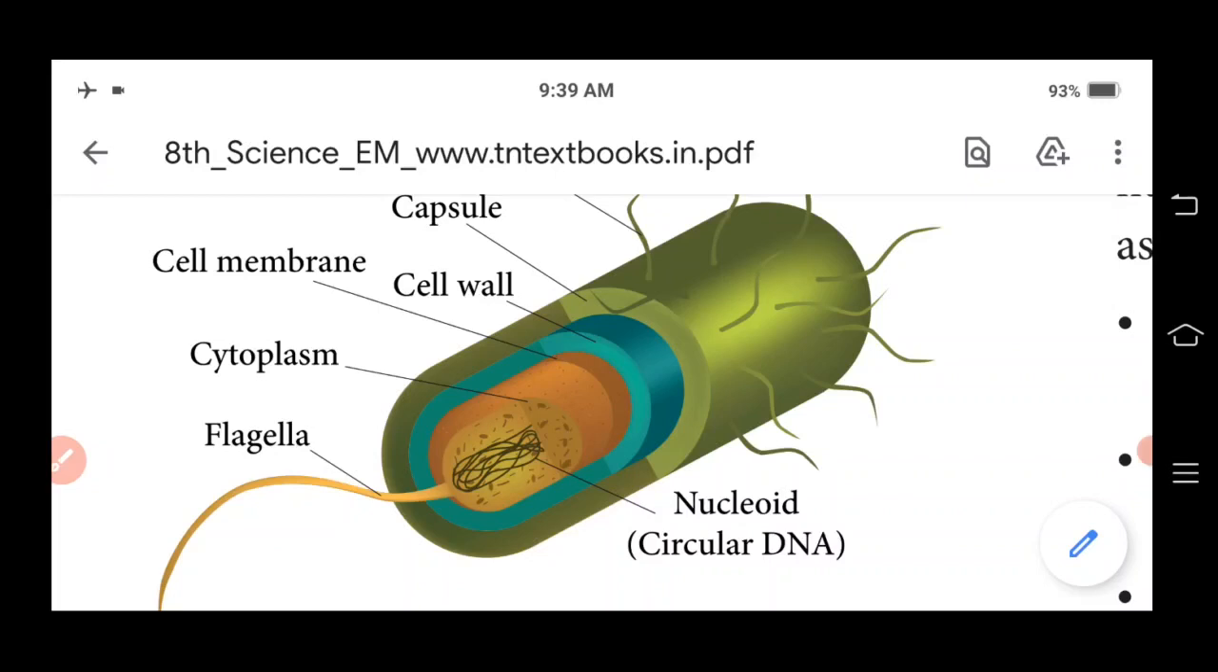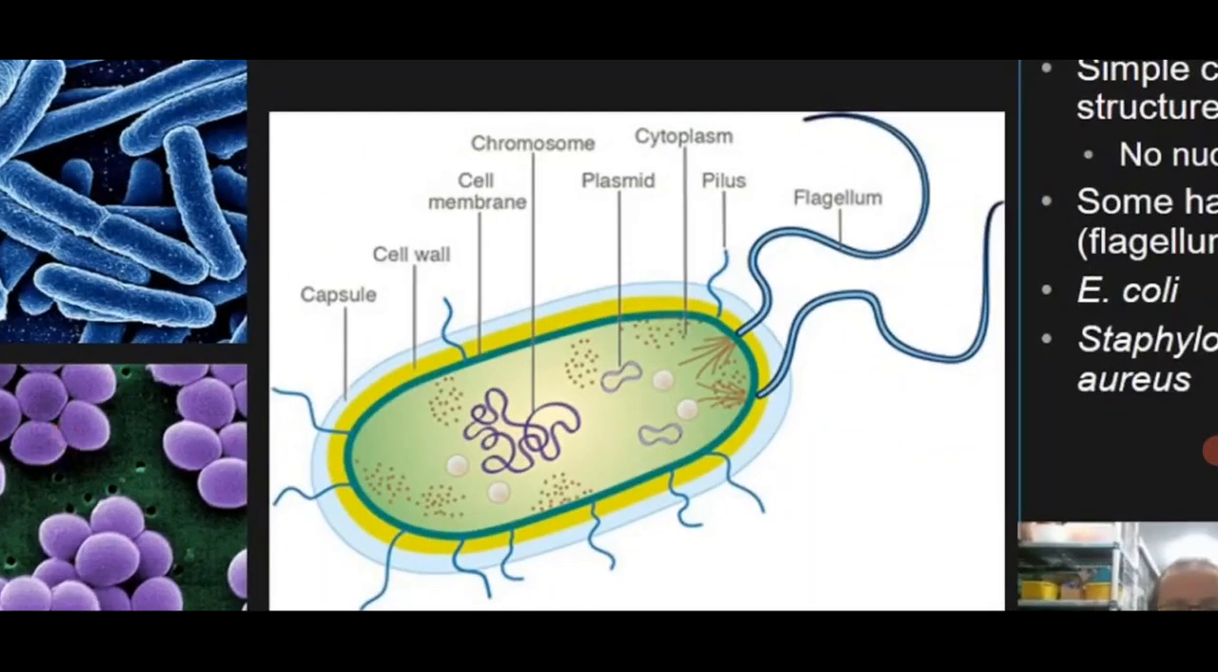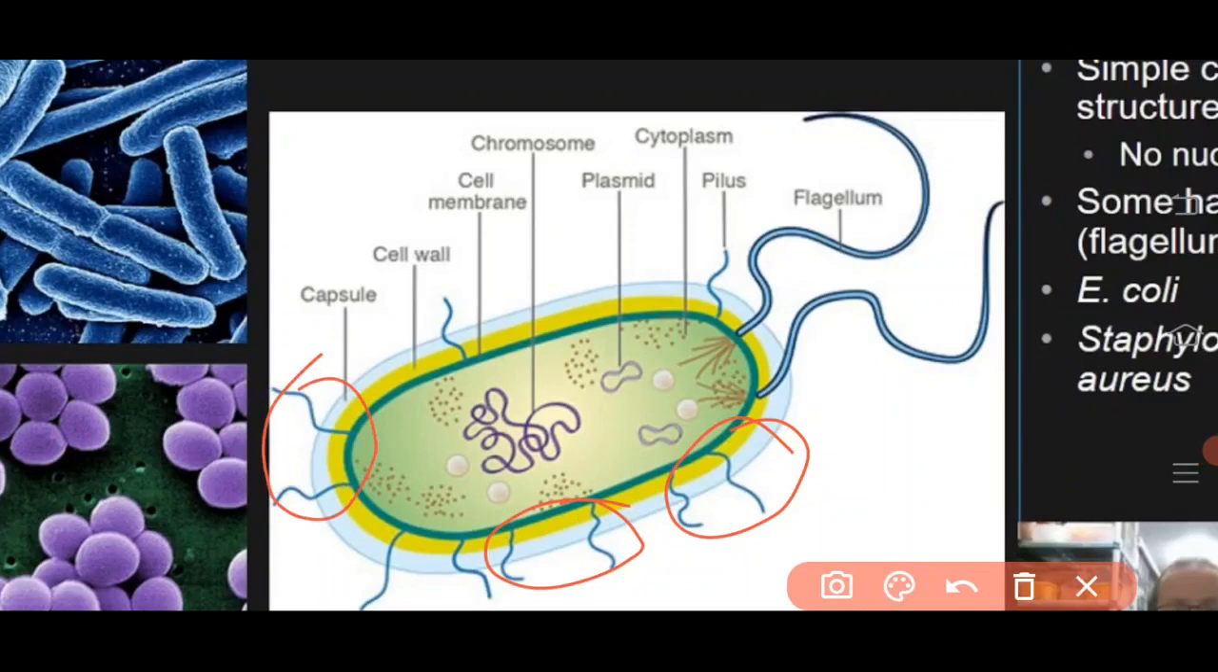And then protein synthesis is carried out by 70S ribosomes. Other cell organelles such as mitochondria, Golgi body, endoplasmic reticulum, etc. are absent. Flagella aids in locomotion. See in this picture, the hair-like appearance is known as flagella, which helps in locomotion. Locomotion means used to move from one place to another.